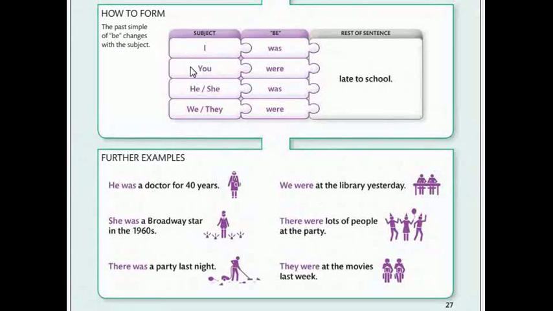Subject I: I was late to school. You were late to school. He, she: was late to school. We were late to school. Examples. He was a doctor for 80 years.